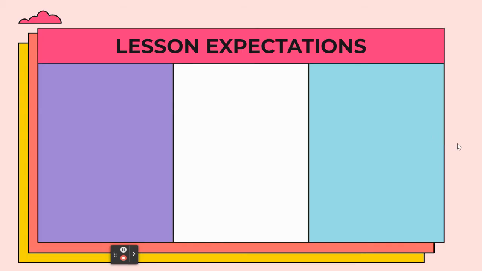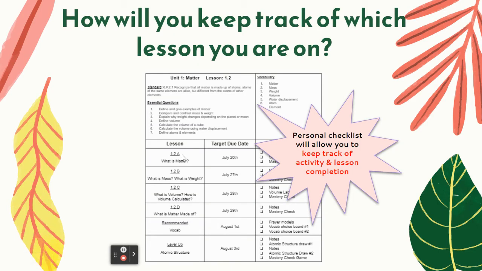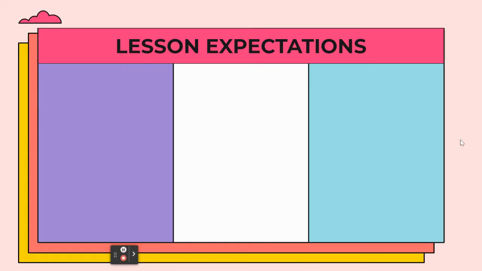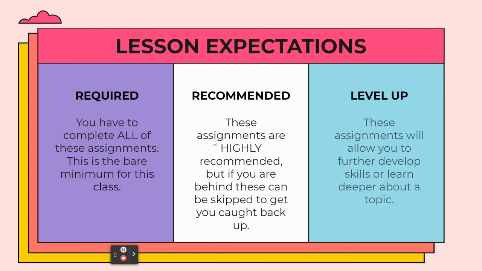All right, so lesson expectations. You probably saw on this previous slide, you can see these are things that are required, this is recommended, and this is level up. We talked about those in the last video. So how do you know if you should do the recommended and level up? So remember, required are the ones you have to do, all of them. Recommended, these are highly recommended, but you can skip them if you're behind. And then the level up are the ones that make you go deeper and develop your skills more.